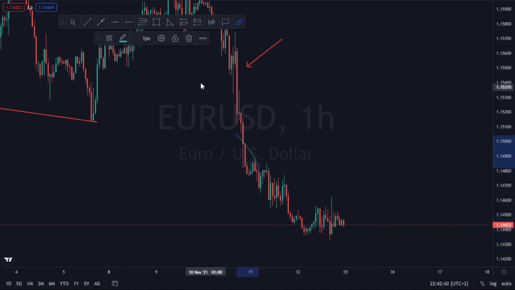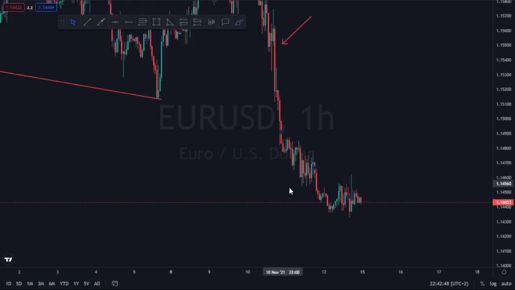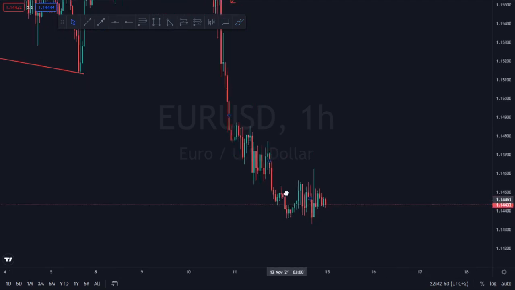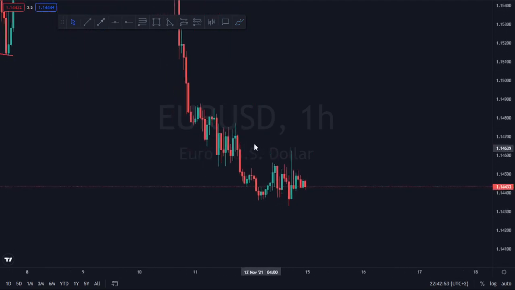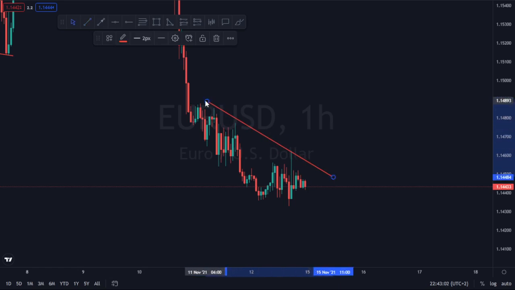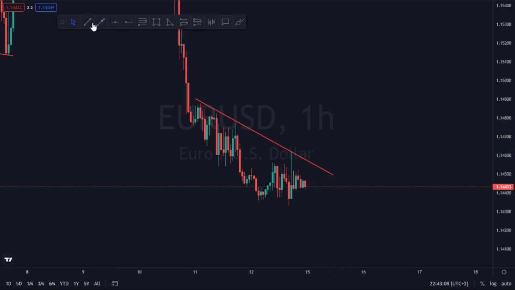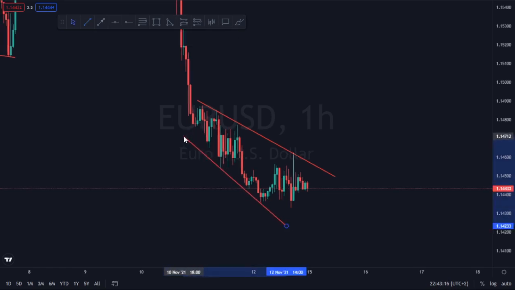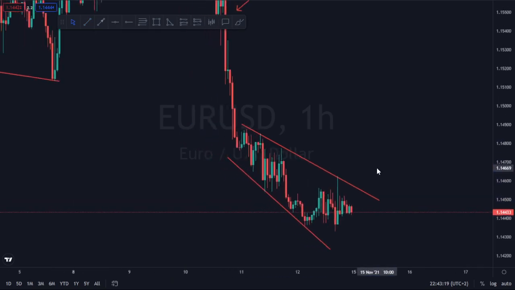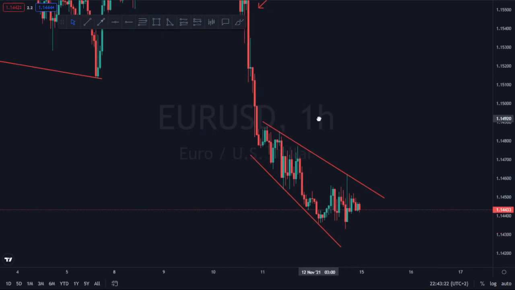So what I can see here, guys, is not a continuation but a reversal pattern, and let me just draw it out. Yeah, this is a descending pattern, guys. A descending reversal pattern.